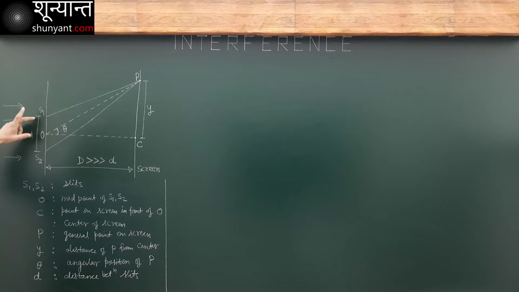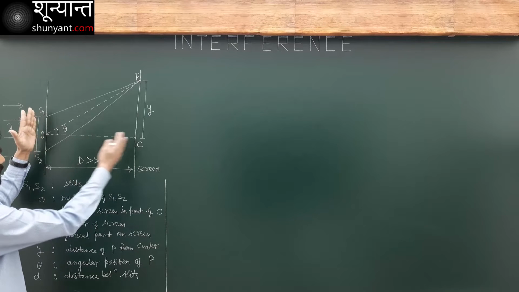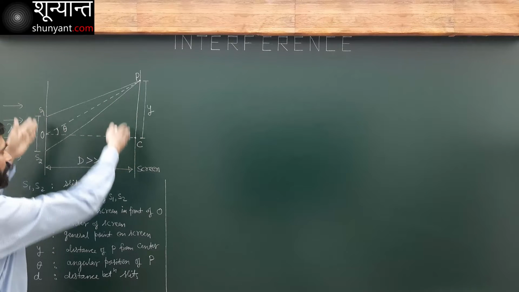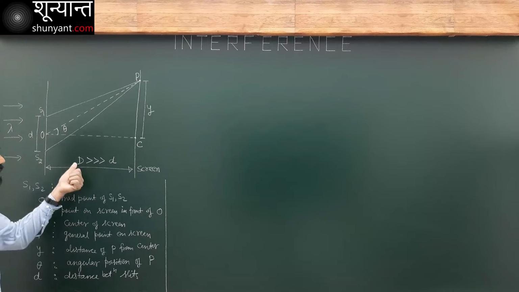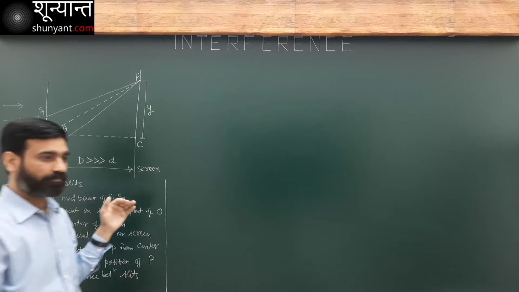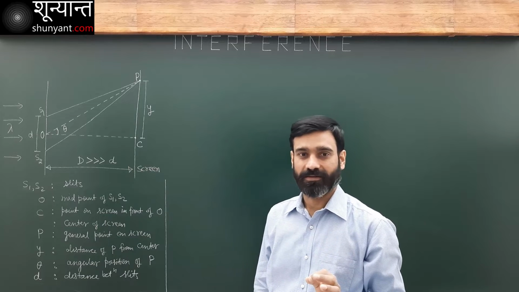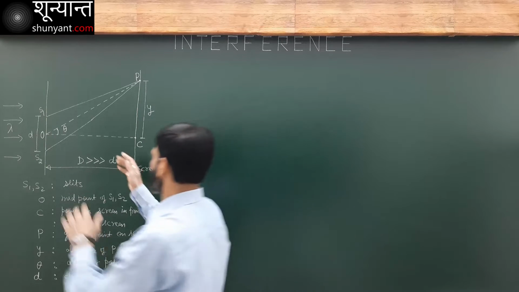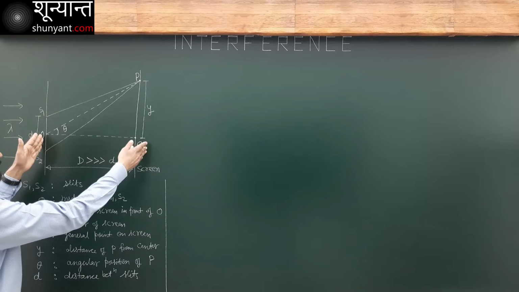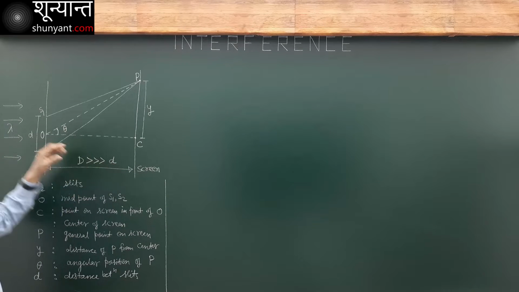S1, S2 slits. Distance between them is d. The screen is kept here. The distance between these slits and the screen is D. You see both are parallel. Now we are going to study this setup under a very special condition. The special condition is that this separation between the slits and the screen is very large. This D is very large as compared to this small d here.